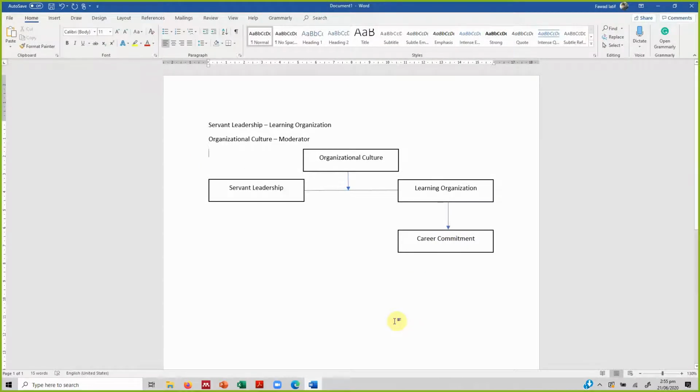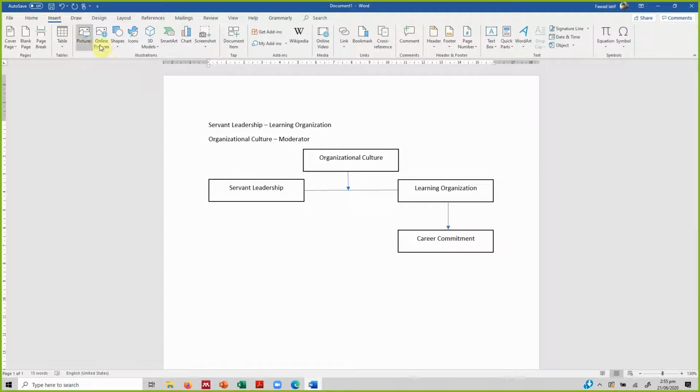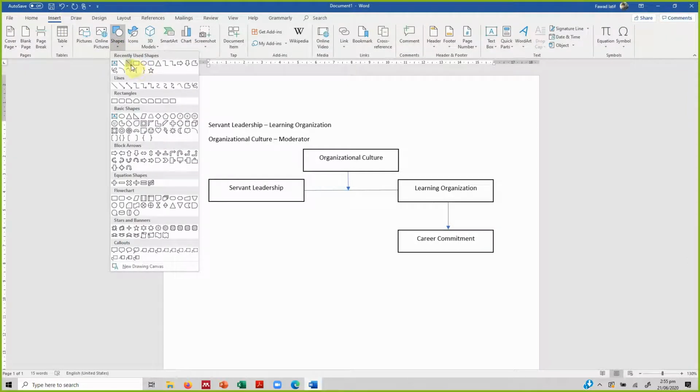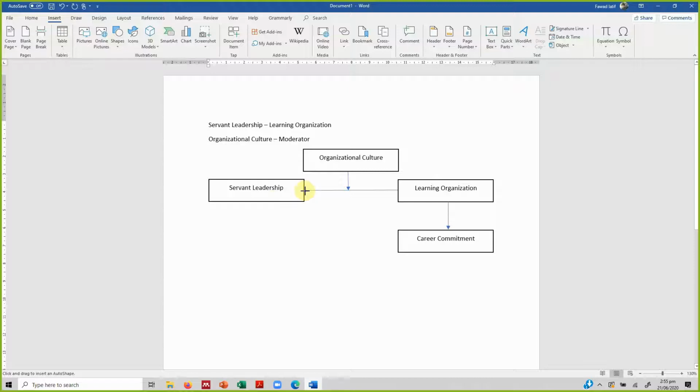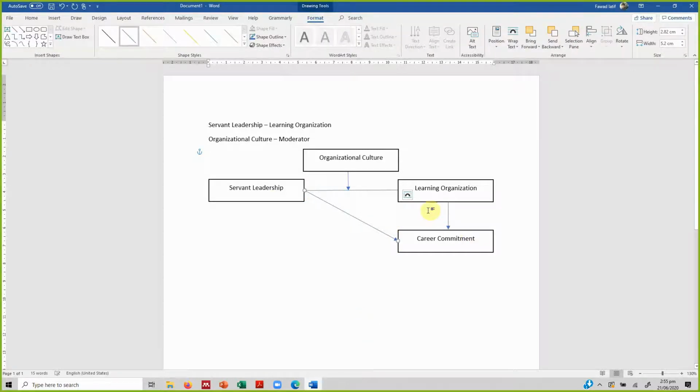Now I've taken gaps from two papers. This looks like a more complex model than the earlier one, and obviously I can further link servant leadership with career commitment as recommended in the other paper. So learning organization now is a mediator between servant leadership and career commitment.